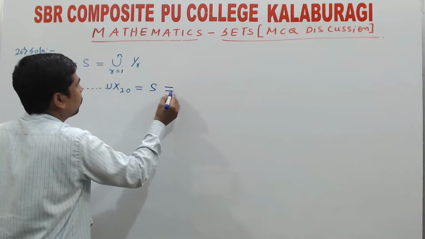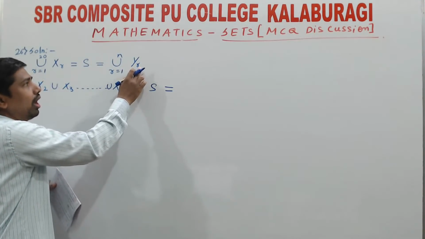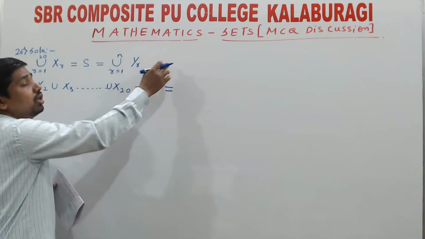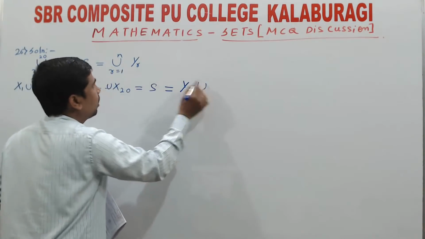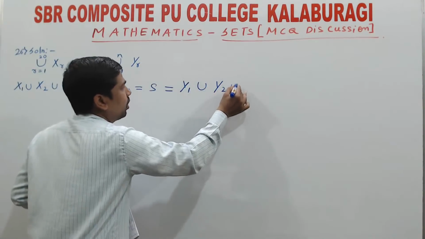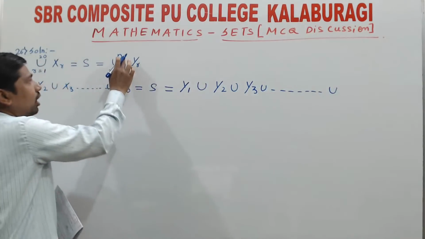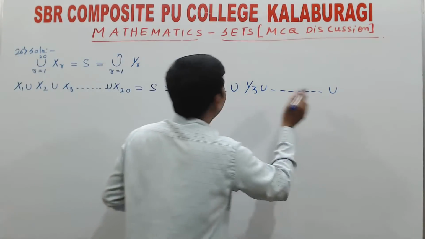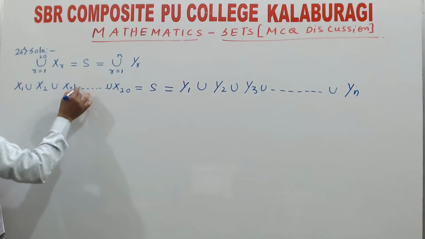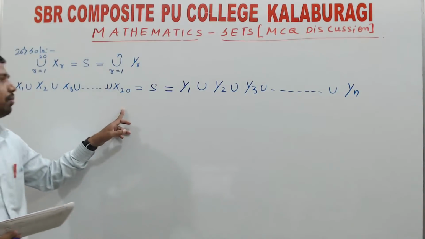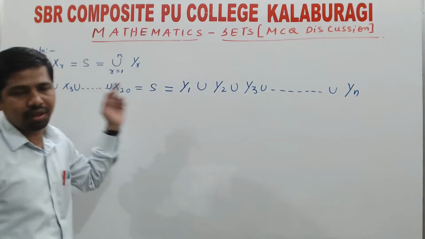S is equal to again the union over R from 1 to N of YR. R equal to 1 gives Y1, union, R equal to 2 gives Y2, union, R equal to 3 gives Y3, union, and so on up to R equal to N, which is YN. Right? So this is S, as given. So 20 sets are there, and the union of these 20 sets is equal to S, and N number of sets are there, and the union of these sets again is equal to S.